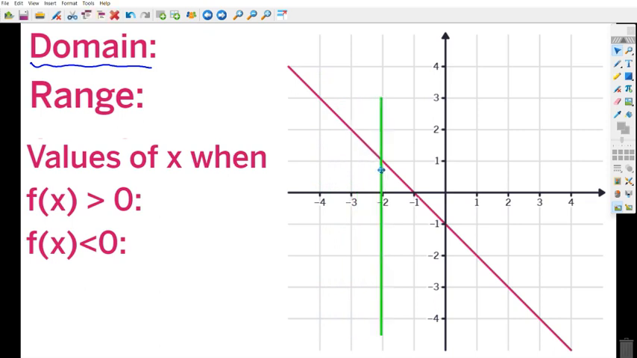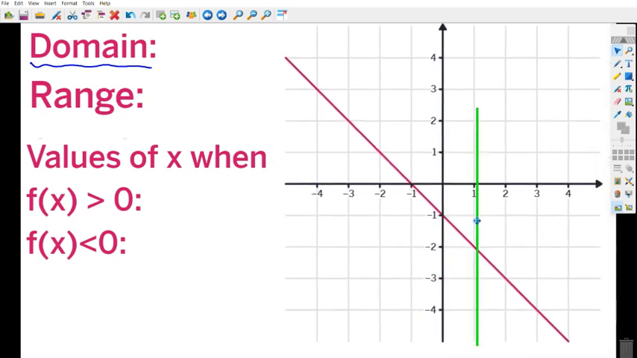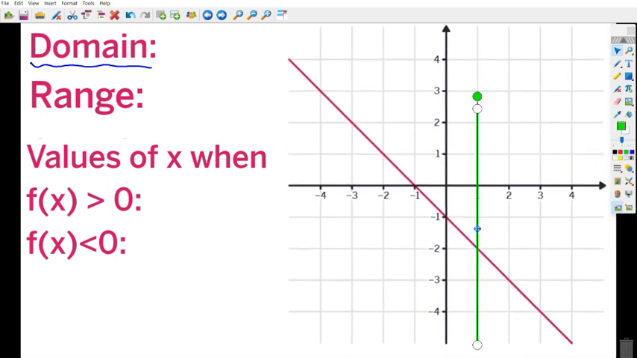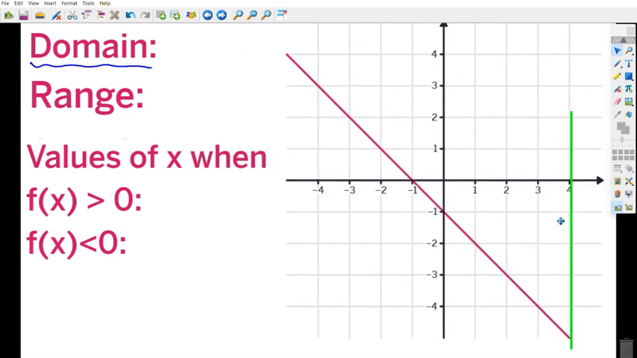Is it touching at negative 2? Yes. Are they crossing? Yes, they're still crossing. If I go there, is the green still crossing the purple? Yes. If I go to 2, still crossing there. If I go to 3, it's still crossing. If I go to 4, it's still crossing. And I keep moving the actual graph.